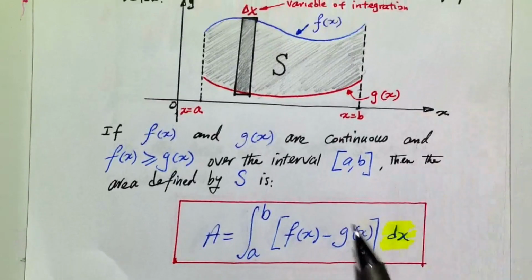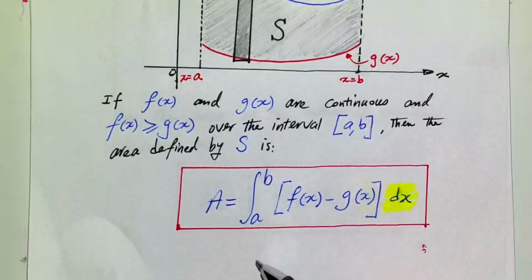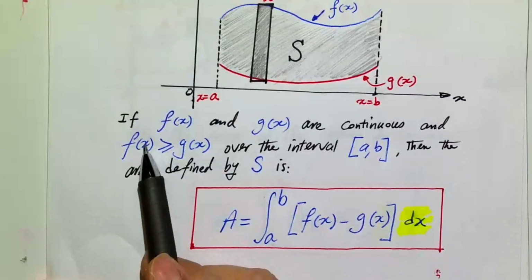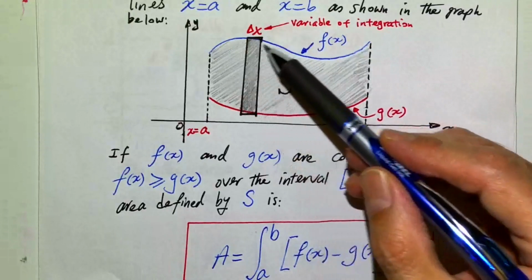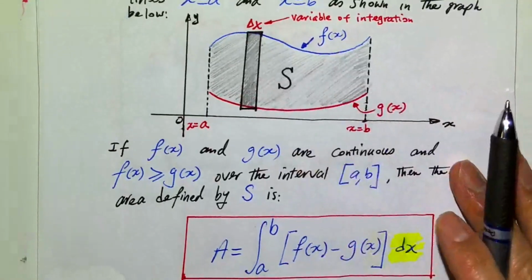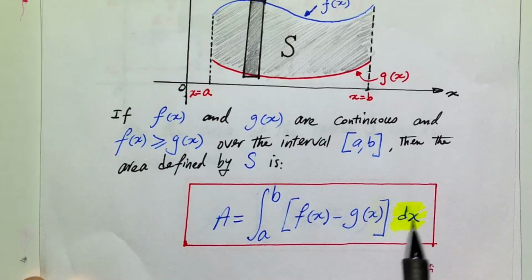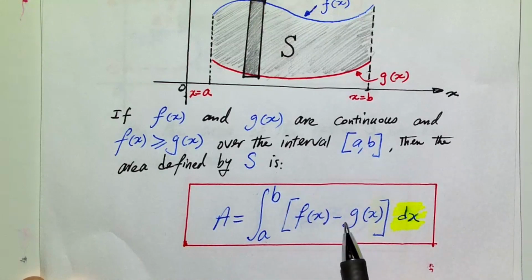So we integrate from a to b the function that is larger, in this case f of x. Geometrically speaking, we're talking about the curve on top, f of x, and then we subtract the curve that's on the bottom. And then, of course, dx. I've highlighted this because it signifies that we're integrating the difference between these two functions along the x-axis.